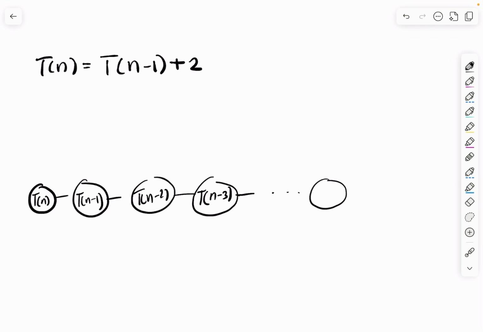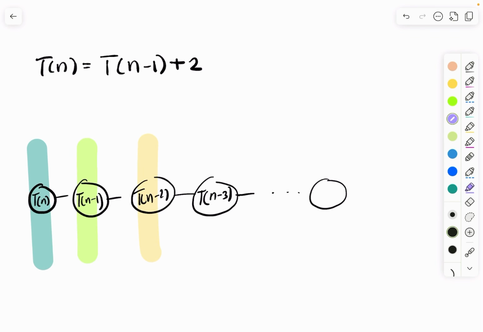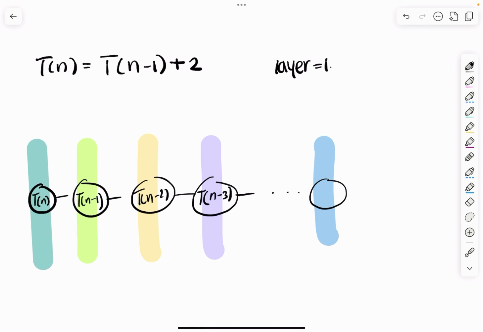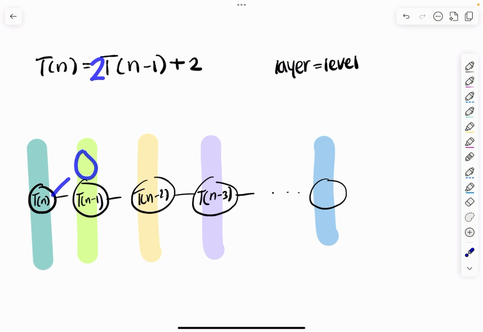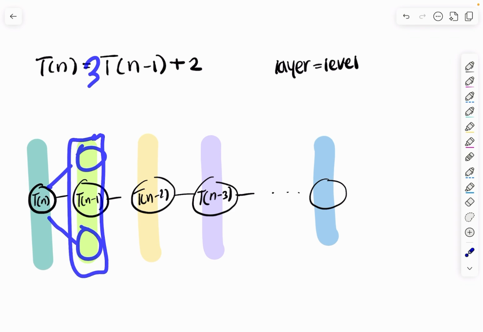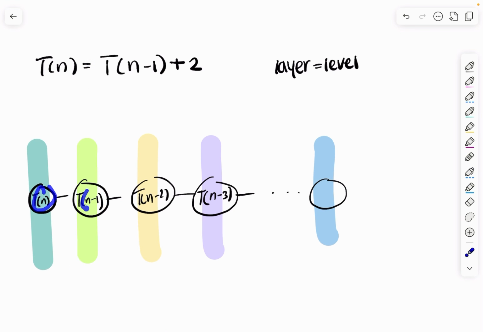And here's the thing. I like to label this with different colors. Each of these we can call a layer, or a level. It's really just a column. This is a level, this is another level or another layer. If you had 2 children, then you would have 2 children in this level, in this column. If you had 3 children, then in this green level, this green layer, you would have 1, 2, 3 children. That's the idea. But right now we only have 1 in each layer, in each column.